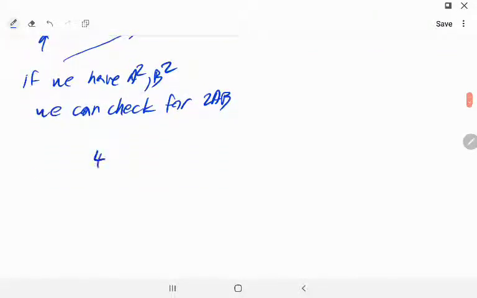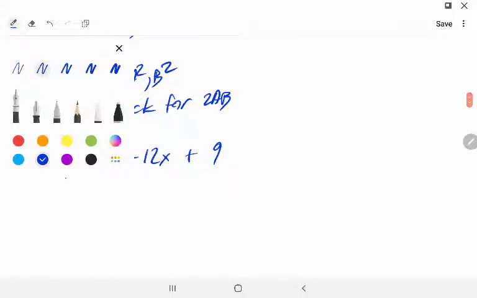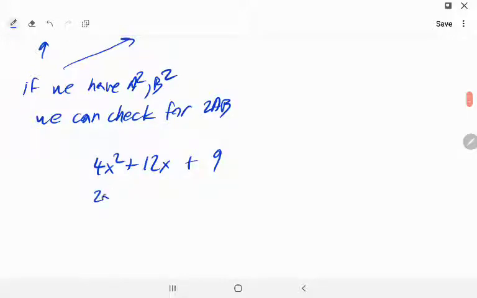If we saw something like 4x squared plus 12x plus 9, we notice that 4x squared is going to be 2x quantity squared, 9 is 3 squared, and so we check, is 12x equal to 2 times 2x times 3? And the answer is yes. 2 times 2x is 4x, 4x times 3 is 12x, and so we know this has to factor as 2x plus 3 quantity squared.